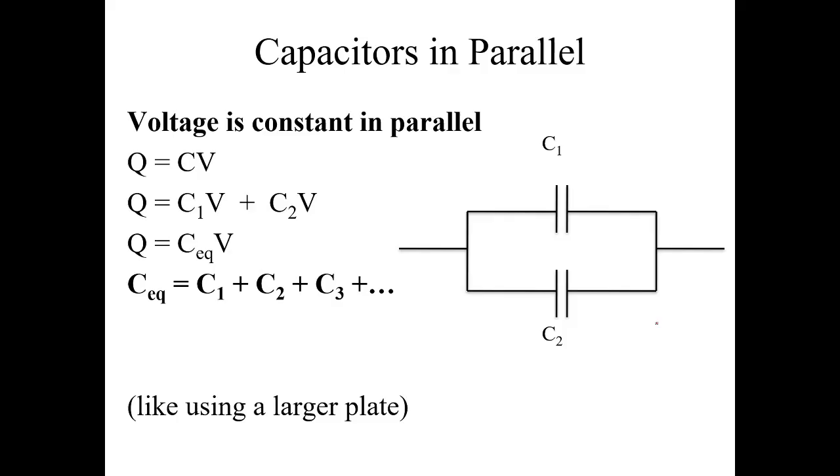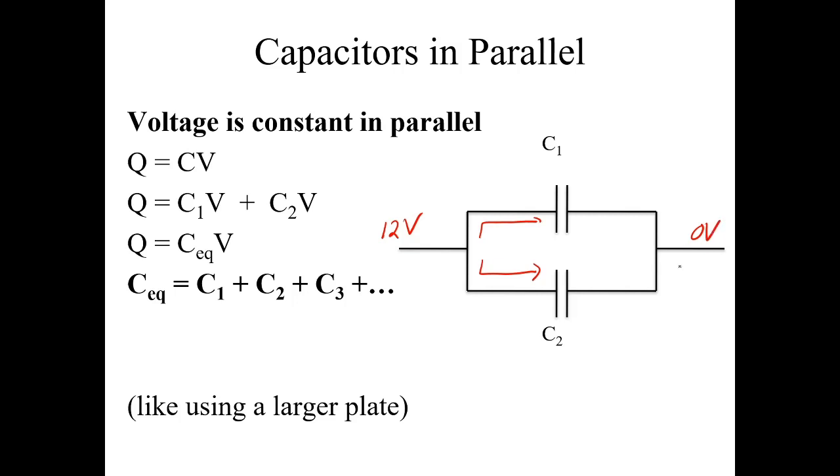In this video, we'll look at capacitors in parallel and capacitors in series. So in parallel, what that means is that the two capacitors are across from each other. And there can be more than two. Let's just start off with two. And it turns out that the voltage is constant. So let's say we have this hooked up to a 12-volt battery.